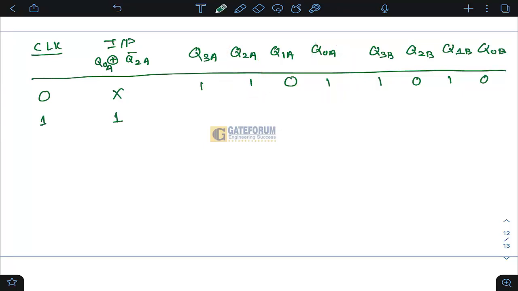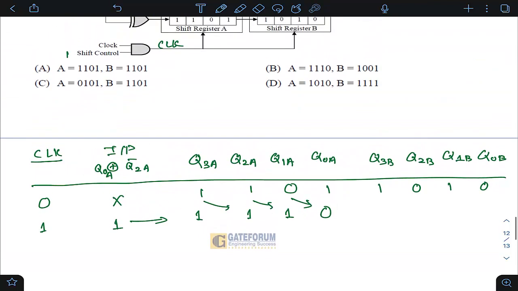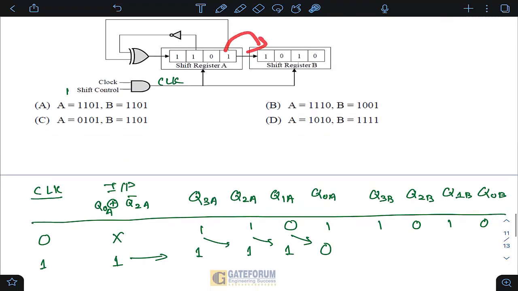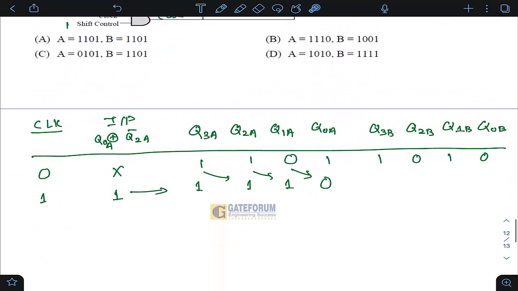If you give the first clock, what is going to happen? This one will be coming here, this one will be coming here, this one will be coming here, this 0 will be coming here. Now what is going to happen, students? As I said, you see here, this will be coming here. So how do you represent it here? Again the same pattern, this one will be coming here.